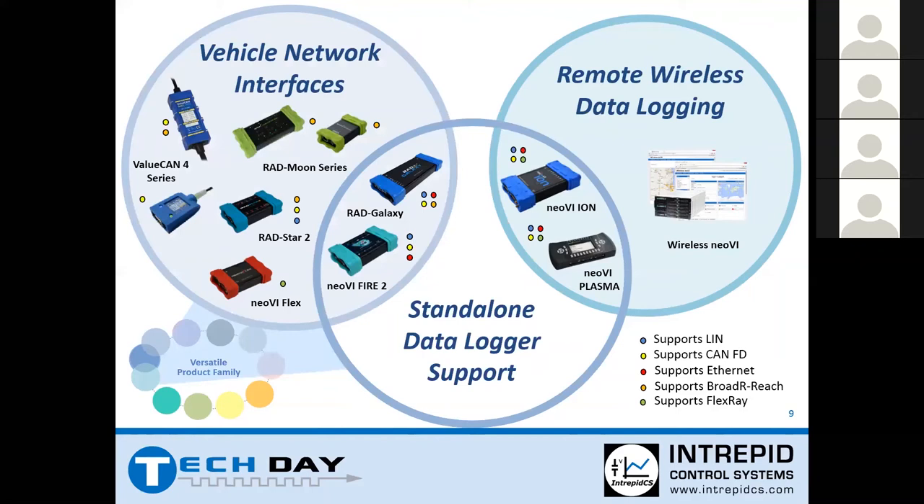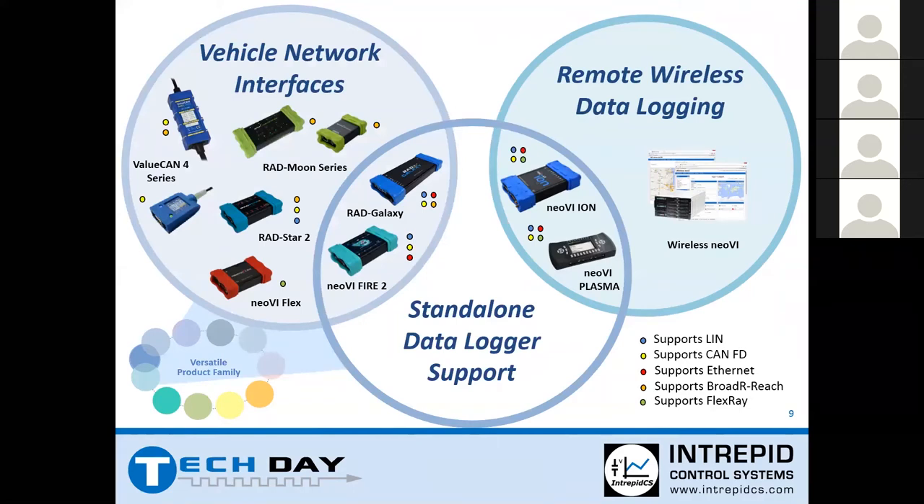I got two FIRE 2s hooked up back to back. It has eight channels of CAN, CAN FD, and four channels of LIN and one Ethernet, so it's pretty versatile. The RAD-Galaxy is a combination of automotive Ethernet and CAN, so it has 12 automotive Ethernet channels and eight CAN or CAN FD channels.